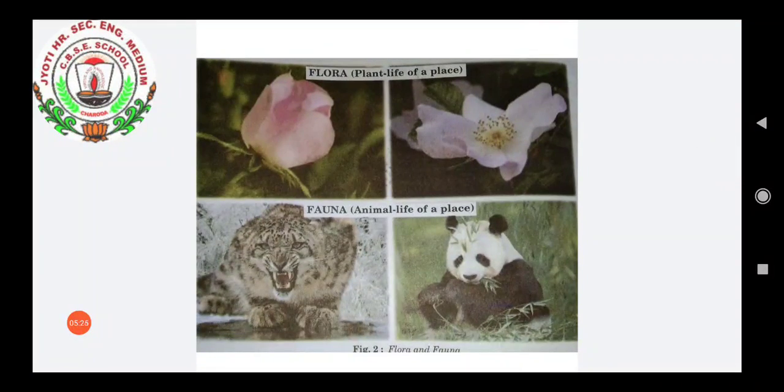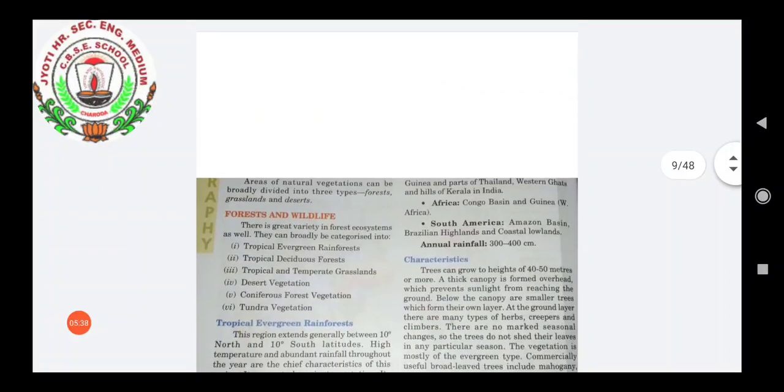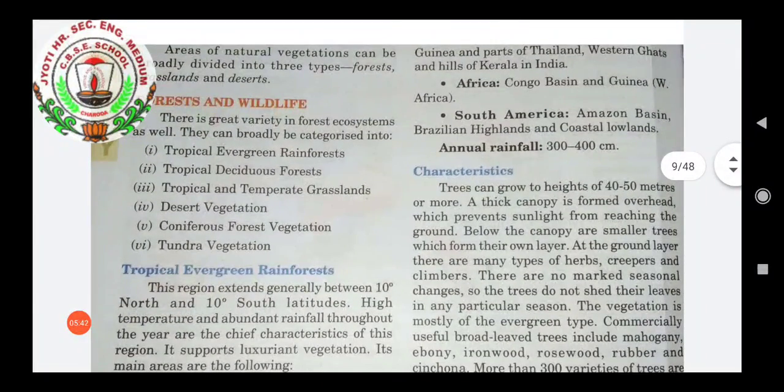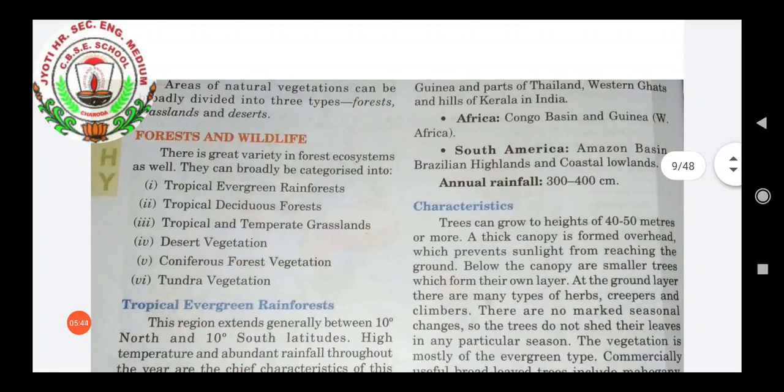Now the next two terms that I am going to explain are flora and fauna. Flora means the plant life of a place, and fauna means the animal life of a place. Now the areas of natural vegetation can be broadly divided into three types. First is forest, second is grassland, and third is deserts. So first of all, I am going to explain about the forest and wildlife.